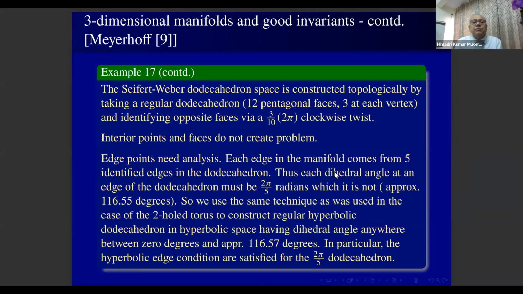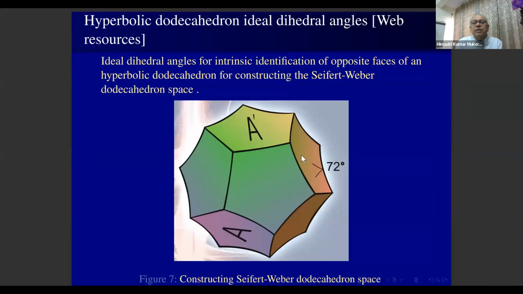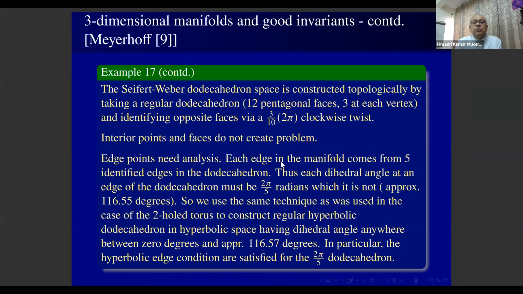Each edge in the manifold comes with 5 identified edges in the dodecahedron. This kind of angle, like this, is the dihedral angle. So each edge has 5 identifiable edges in the dodecahedron. Thus, each dihedral angle at an edge of the dodecahedron must be 2π/5 radians. Only then will they add up, because 5 of them have to add up to give 2π radians.